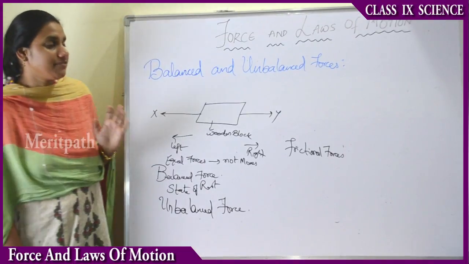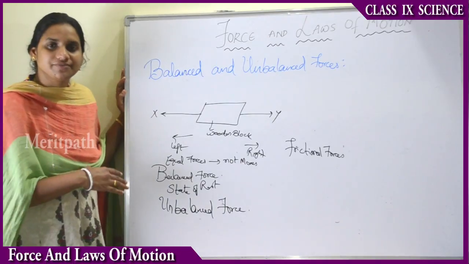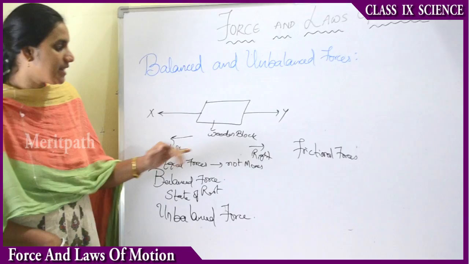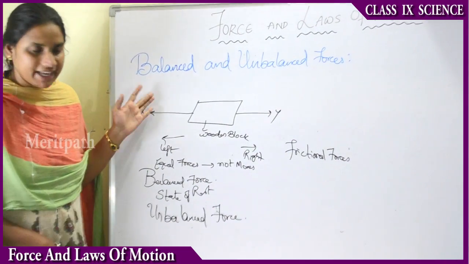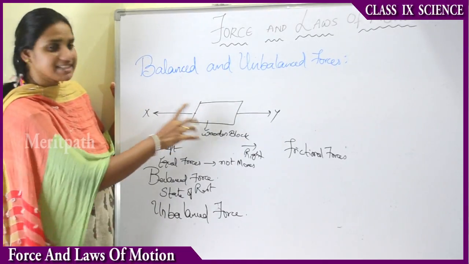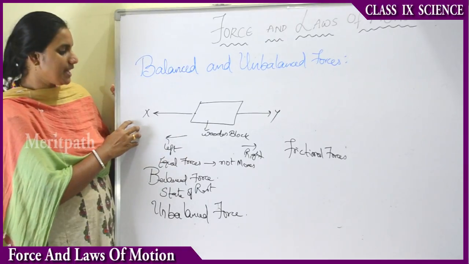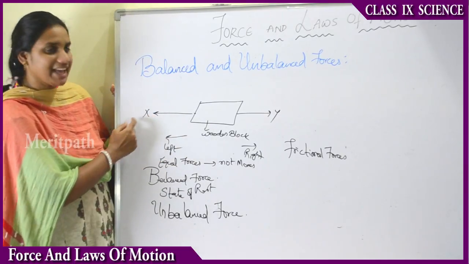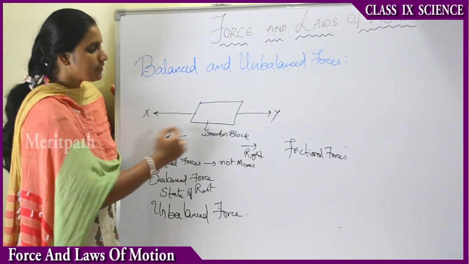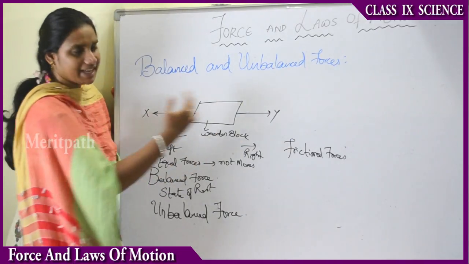Let us see the different types of forces which can be applied on the objects, that is balanced forces and unbalanced forces. Now suppose an example, that is a wooden block placed on a table and we have tied two strings, X and Y, on opposite sides of the wooden block. Suppose we pull the string X, then the wooden block will move to the left side, and if we pull the string Y, then the wooden block will move to the right side, right?